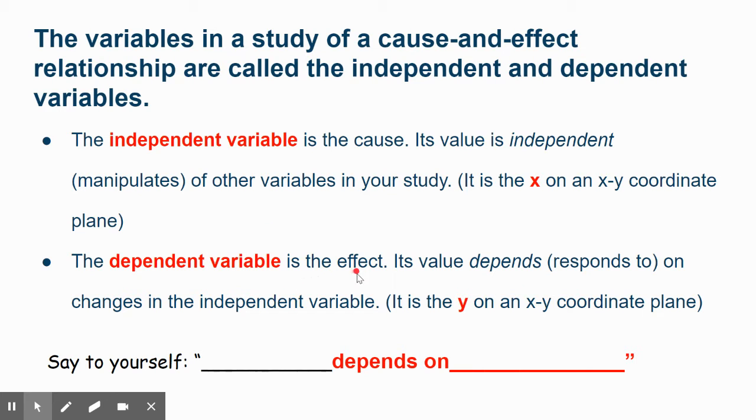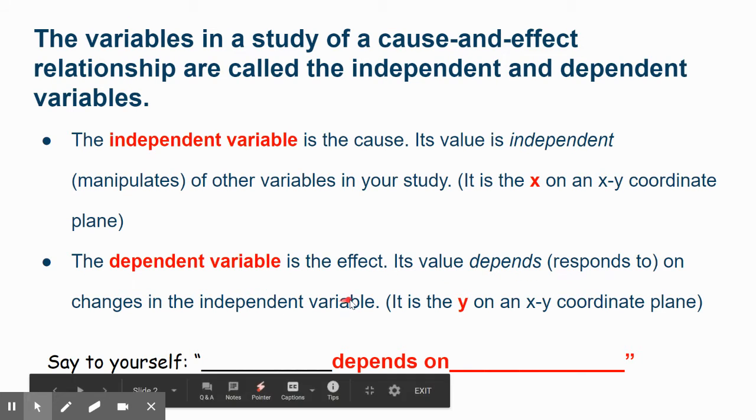The dependent variable is the effect. That's what happens when you change the independent variable. Its value depends or responds to the changes in the independent variable. Generally, it's the y in an xy coordinate plane. An easy way to remember this is say to yourself, this response depends on that cause or manipulation. Let's get to some examples.